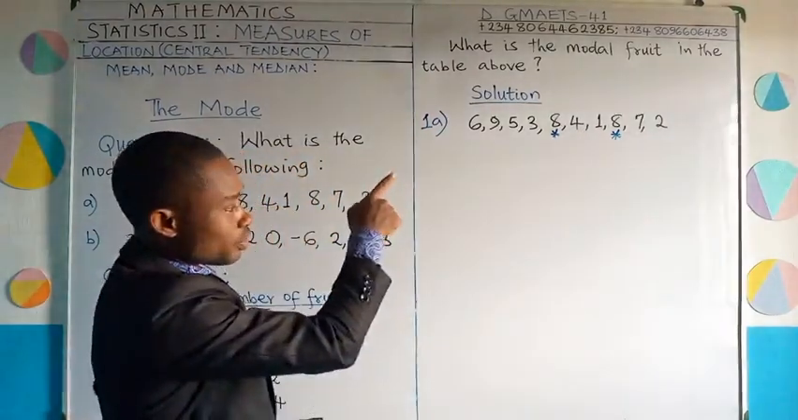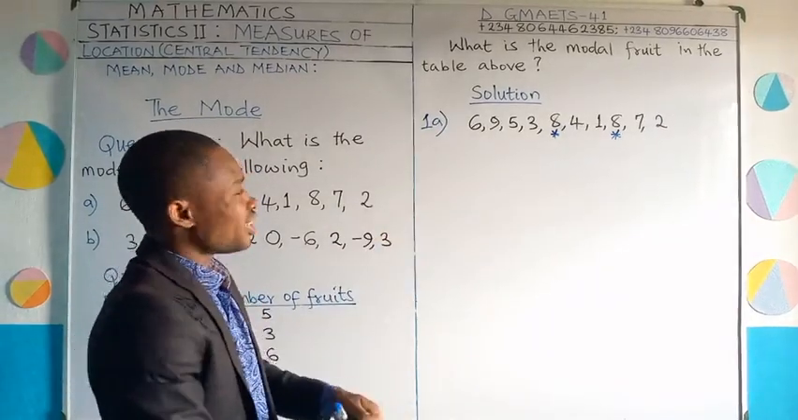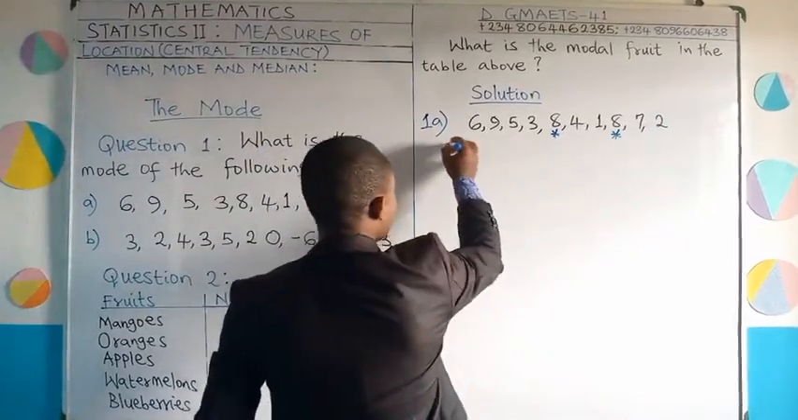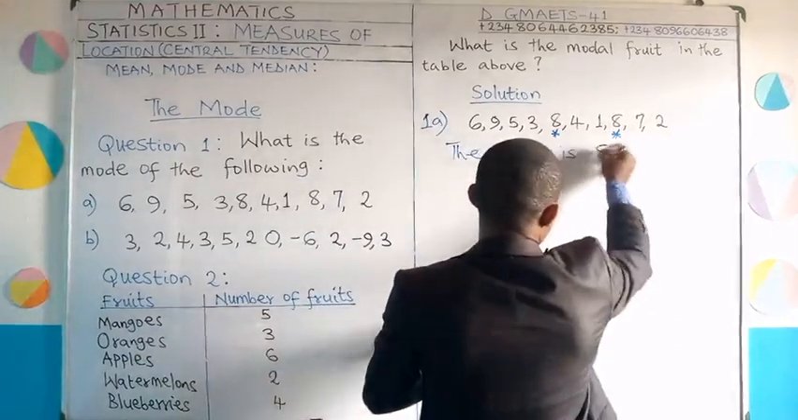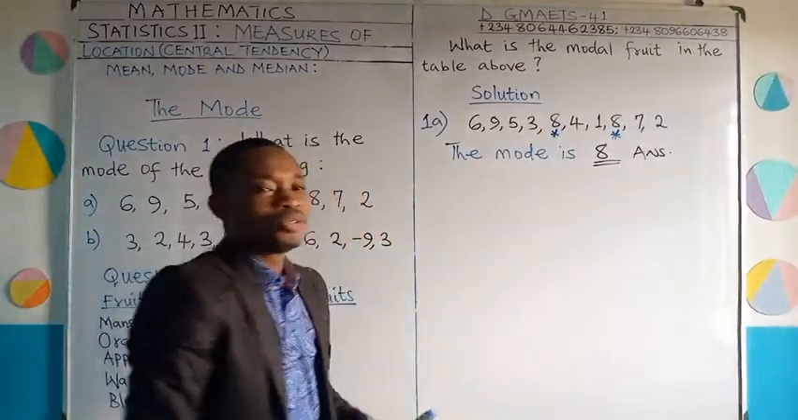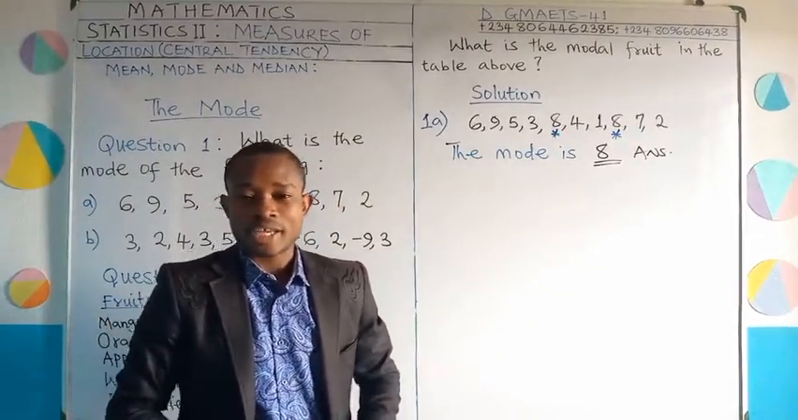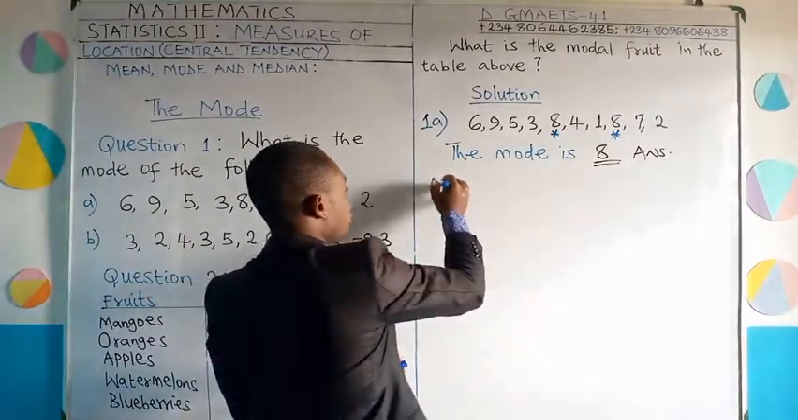So which number, which item occurred the most in this distribution? Clearly you see that it is 8. So I will write the mode is 8. That's the answer. Please, I want us to use this question to learn one type of mode. So I'll write a note for you here.